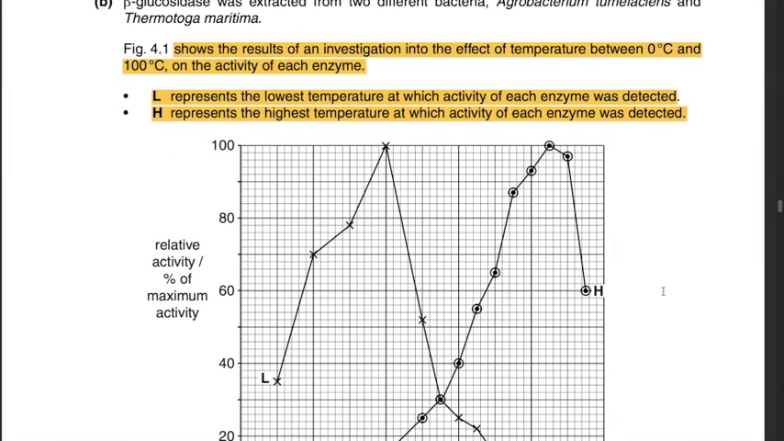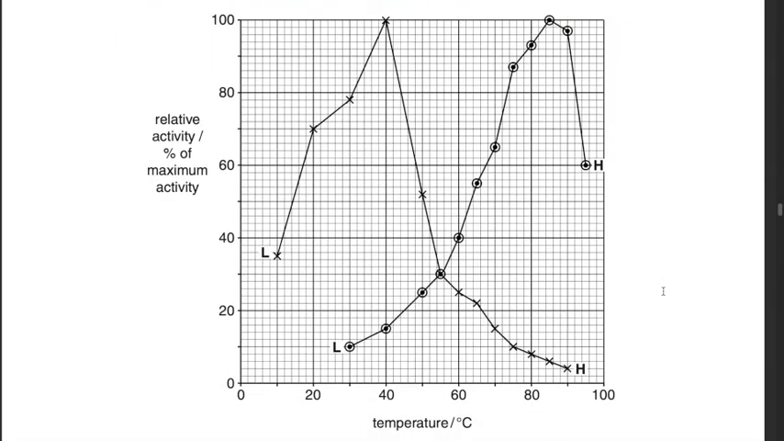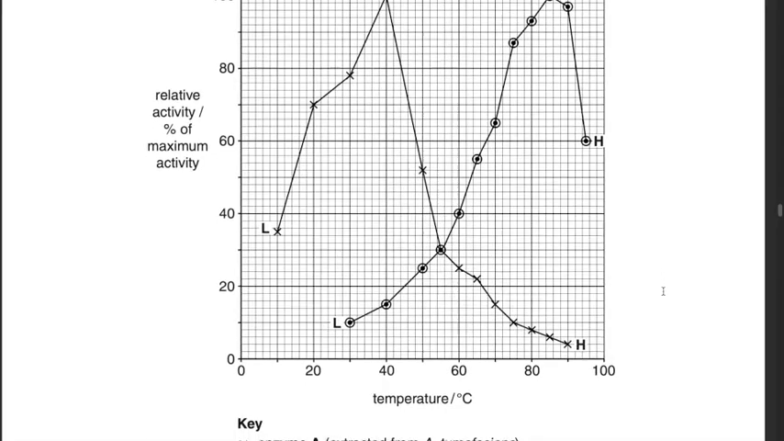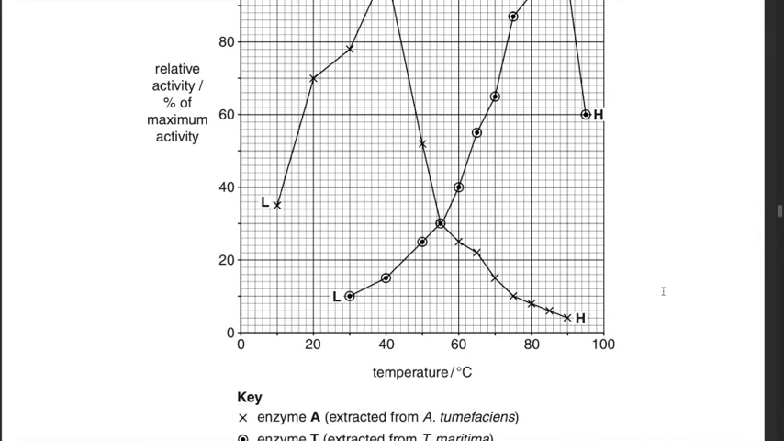Part B. Beta-glucosidase was extracted from 2 different bacteria. Figure 4.1 shows the results of an investigation into the effect of temperature between 0 and 100 degrees Celsius on the activity of each enzyme. L represents the lowest temperature at which activity of each enzyme was detected. H represents the highest temperature at which activity of each enzyme was detected. As you can see, the graph is given over here, and the key is enzyme A represented as crosses, enzyme T represented as circles.